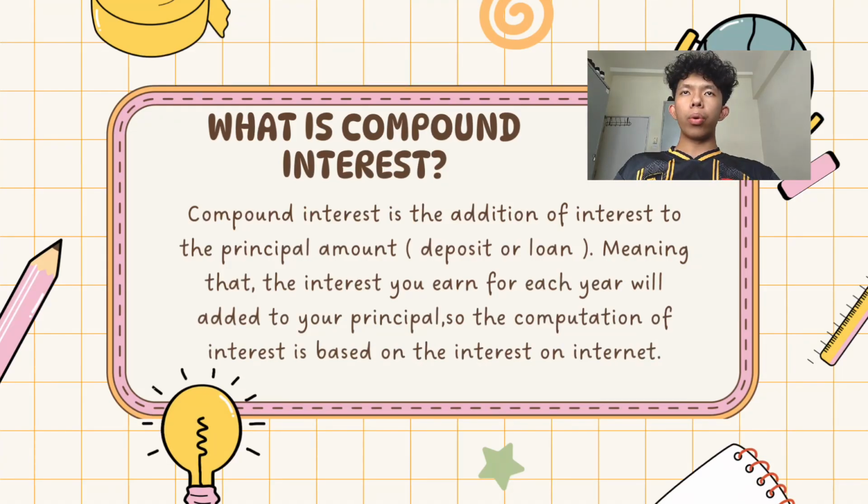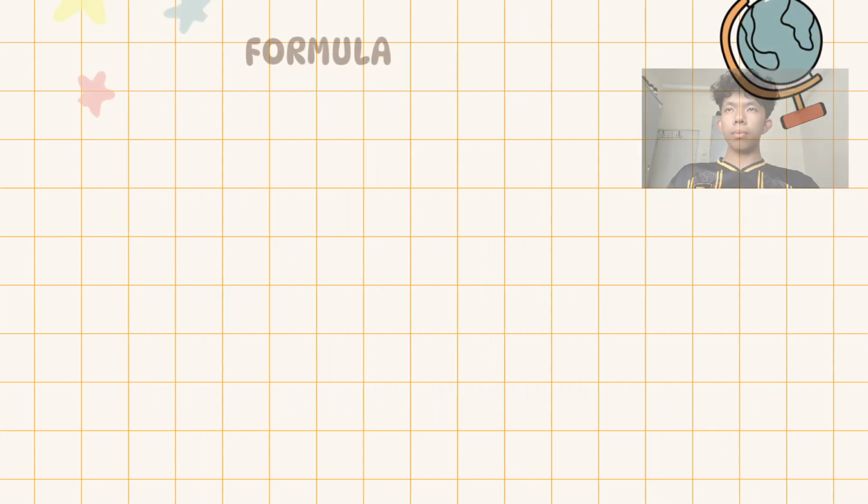Assalamualaikum and hi to everyone. Let us start with what is the definition of compound interest. Compound interest is the addition of interest to the principal amount, deposit or loan, meaning that the interest you earn for each year will be added up to your principal. So the computation of interest is based on interest on interest.